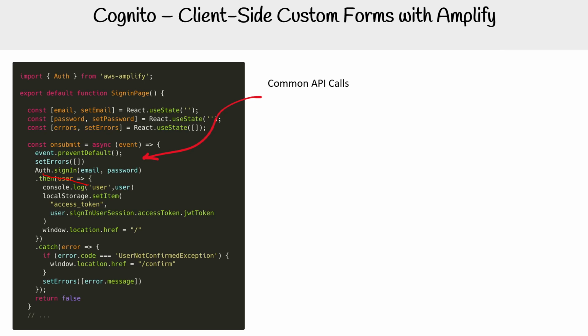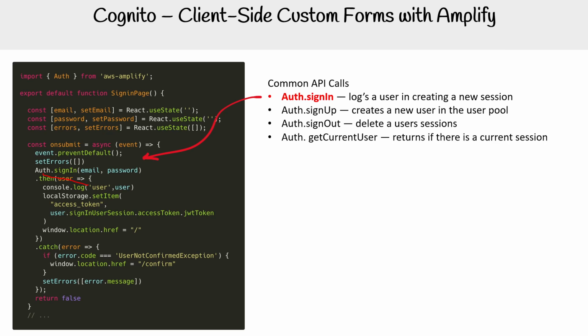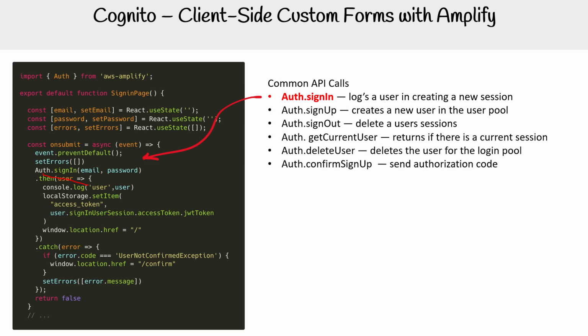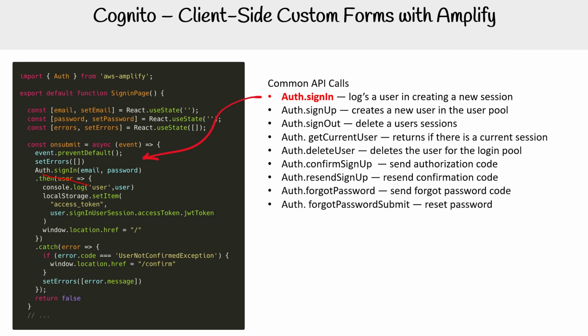Let's take a look at some of the common API calls. There's a lot of them, but these are the ones that I think matter the most. We have sign in, sign up, sign out, get current user, delete user, confirm sign up, resend sign up, forgot password submit. And those are all the ones that I always use if I configure Cognito.